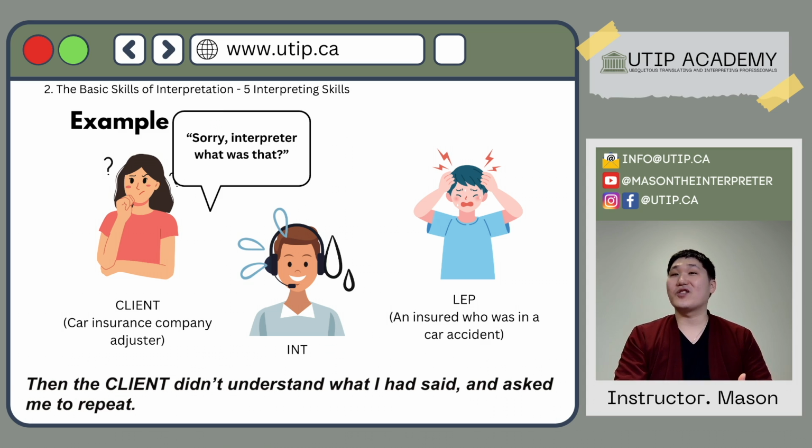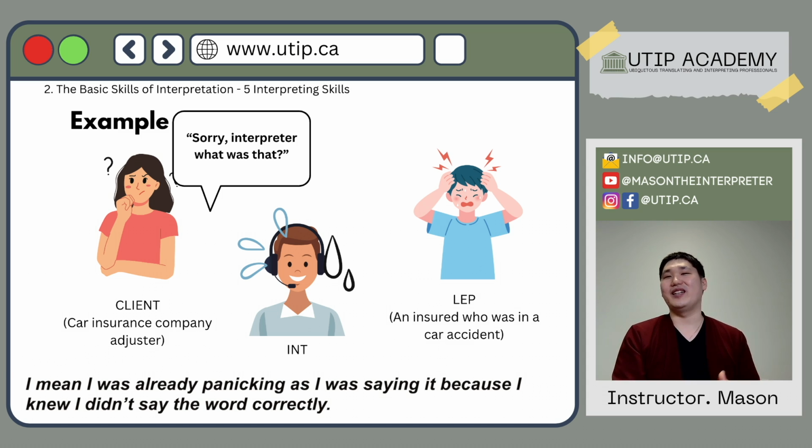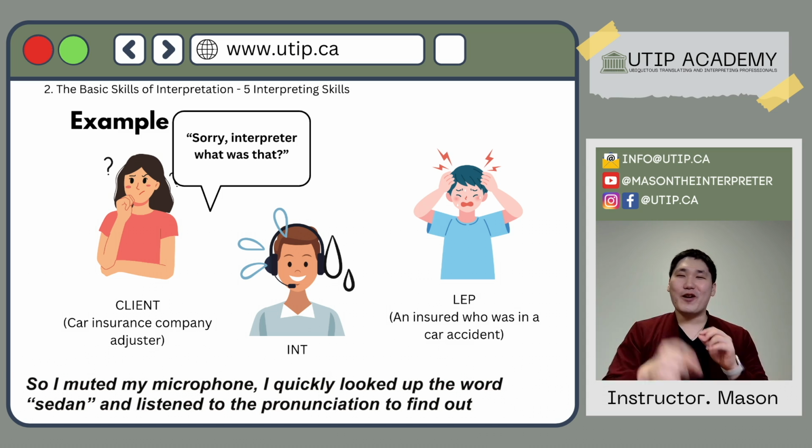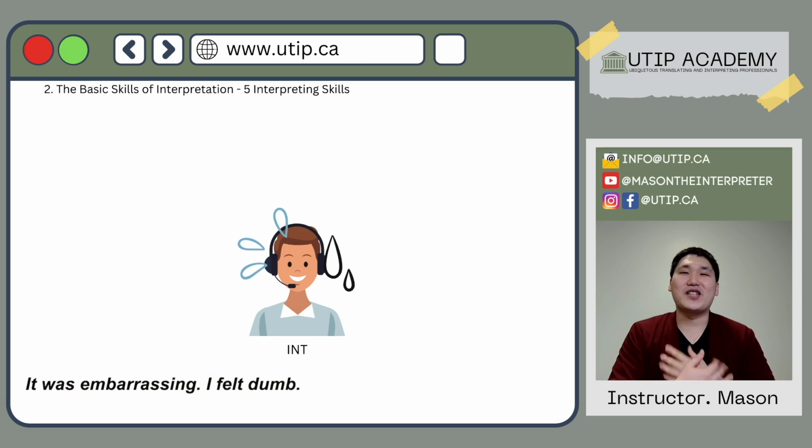Then the client didn't understand what I had said and asked me to repeat. I mean, I was already panicking as I was saying it because I knew I didn't say the word correctly. So I muted my microphone. I quickly looked up the word sedan and listened to the pronunciation to find out how it is said in English, and I quickly corrected myself. It was embarrassing. I felt dumb.